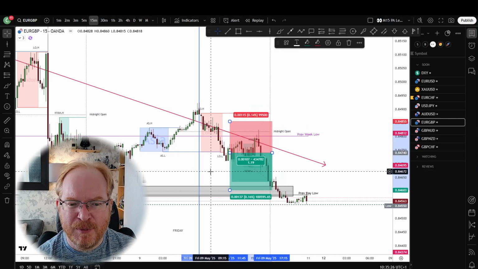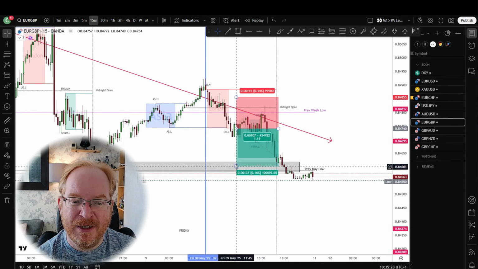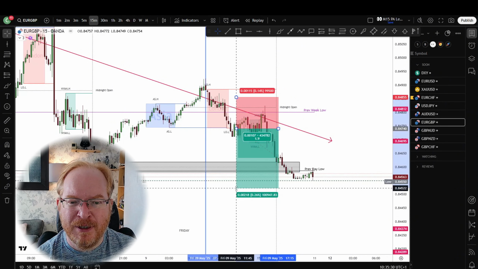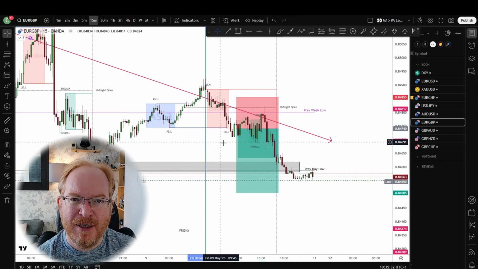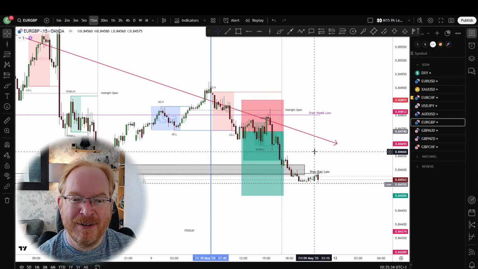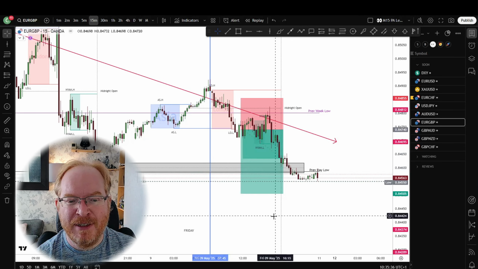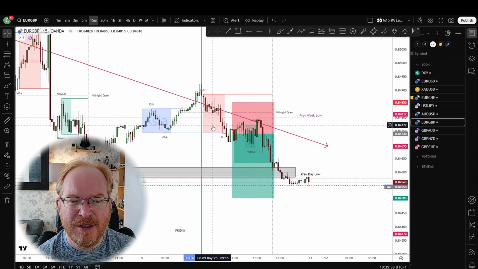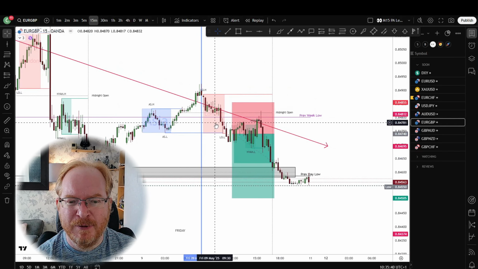What would that give us? 1.19R, which is okay. We like to target a 2R. Doesn't mean we get a 2R, it just means we target 2R. So we want enough space for it to run down to 2R. So that wouldn't have been a bad trade, actually, I don't think.